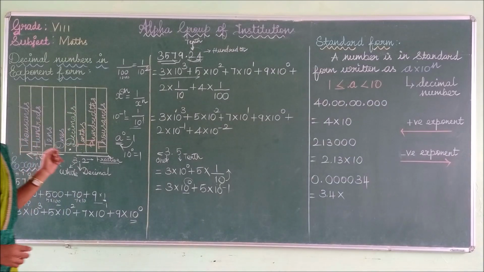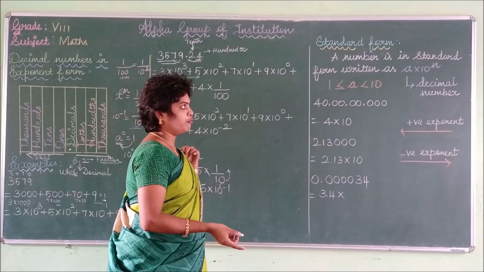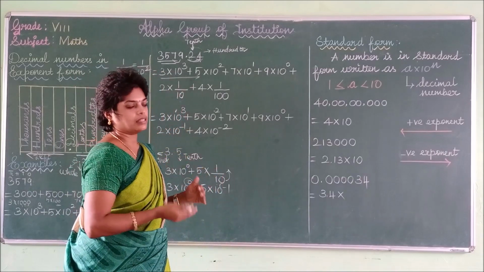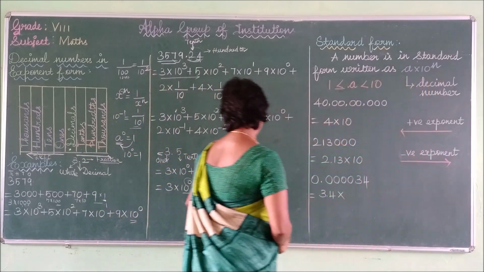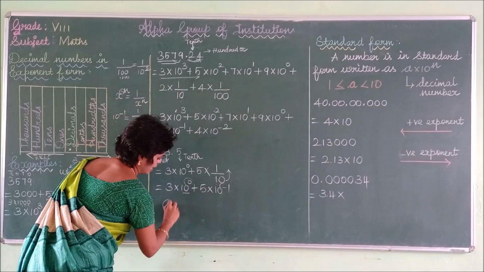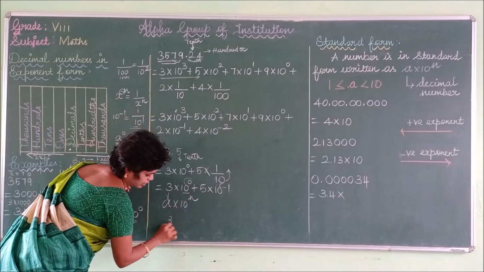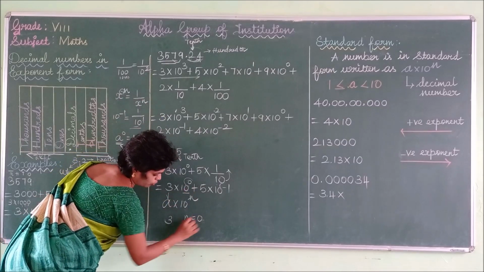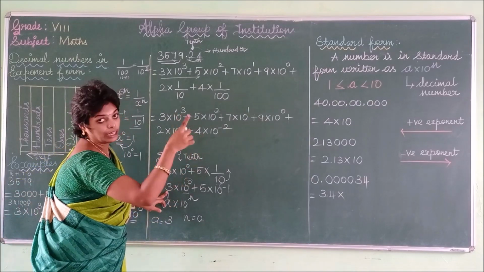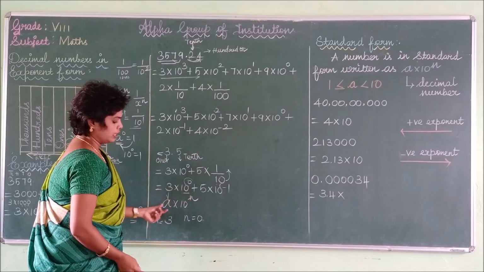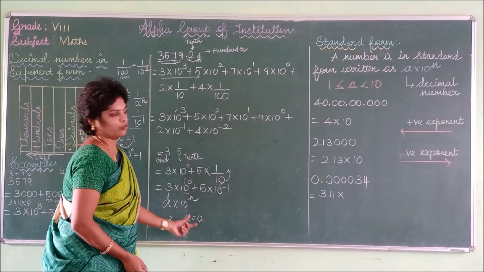Okay, let's move on to the next topic, standard form. What is standard form? A number is in standard form when it can be written as a into 10 to the power n. Here a is 3, n is 0. This is in the form of a into 10 to the power n. This is a single term. Here a represents 3, n represents the power 0.